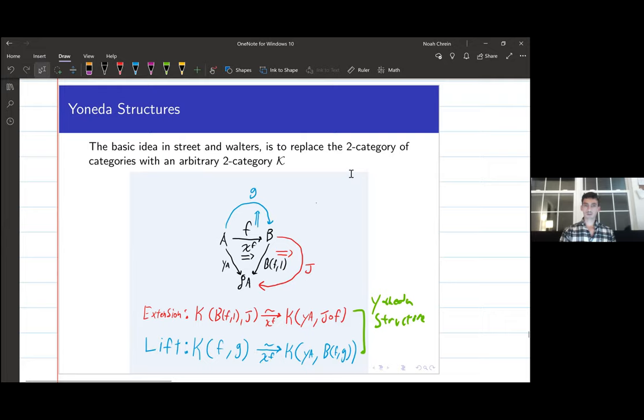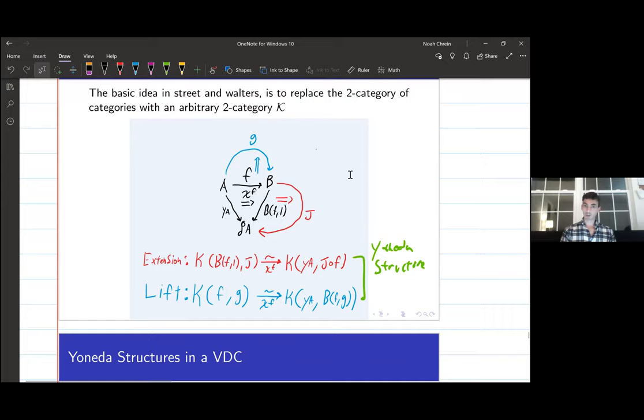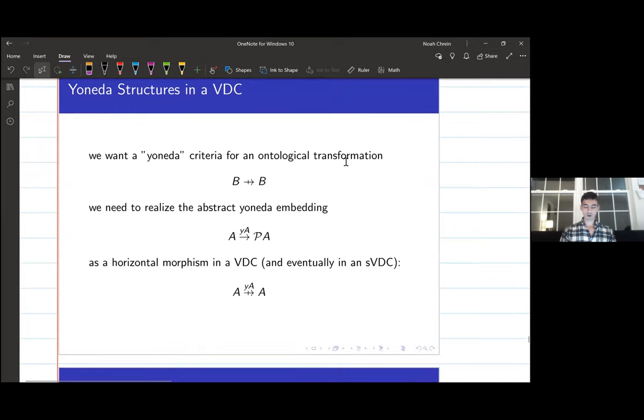Okay, so this is almost good enough. We want to do this for virtual double categories so that we can apply it to ontologies. So we want a Yoneda criteria for some ontological transformation into itself. And so what we need to do is realize the abstract Yoneda embedding as a horizontal morphism in a virtual double category. And that's easy. We did it formally in two categories, so let's just do it formally again in a virtual double category.